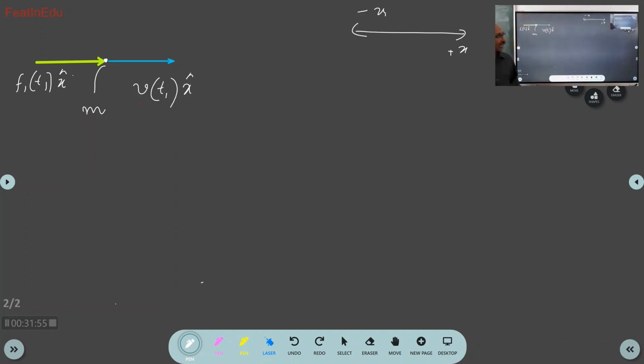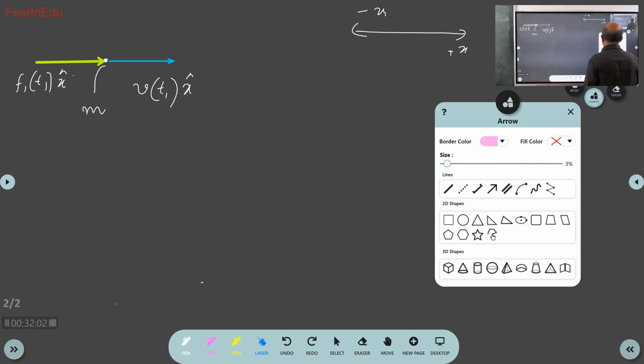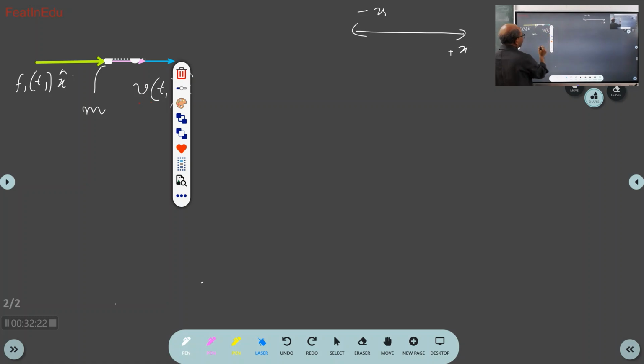Got it now, all of you? You draw the acceleration vector. How should I draw the acceleration vector? Sir, in the direction of force. In the direction of force or in the direction of velocity? Both are in the same direction. Yes, sir. So I will show the acceleration. So this is the acceleration vector.